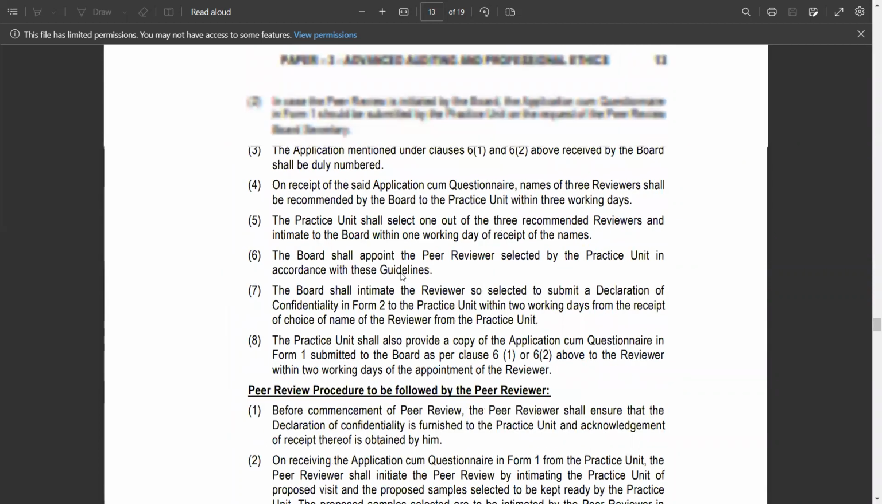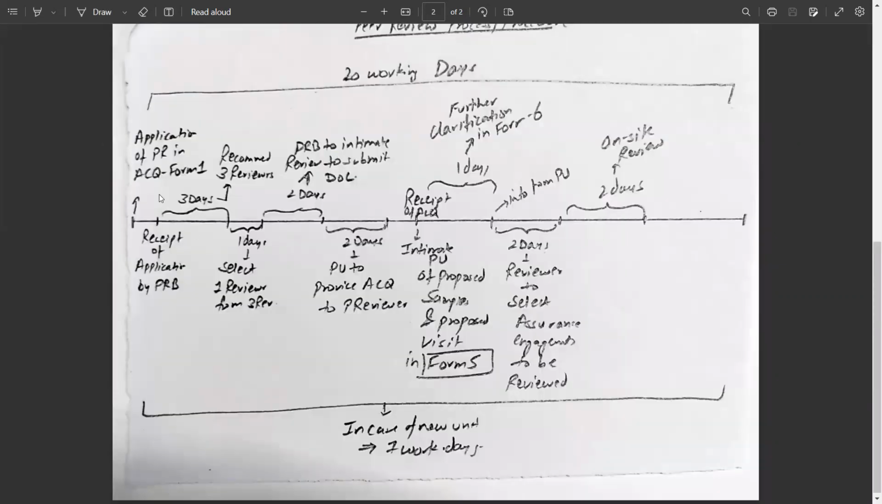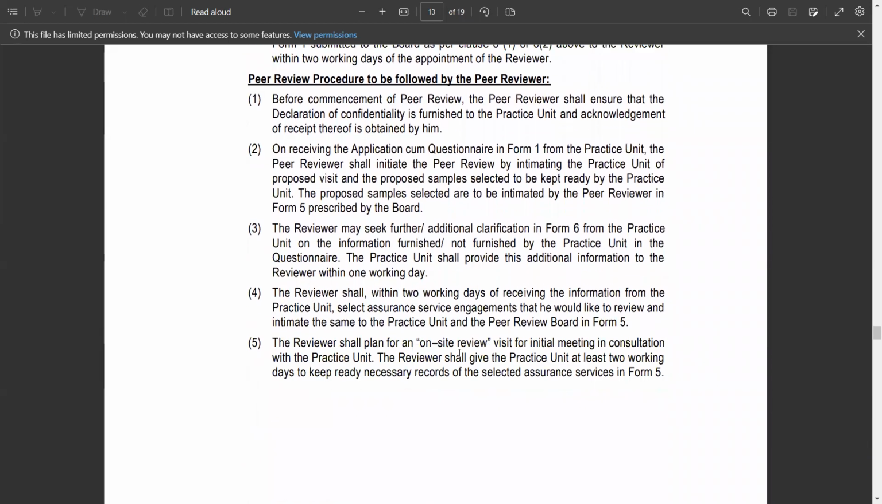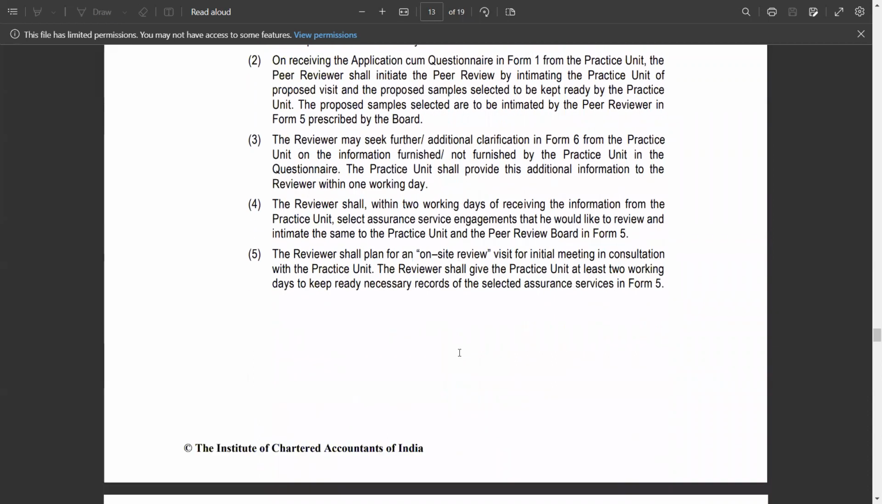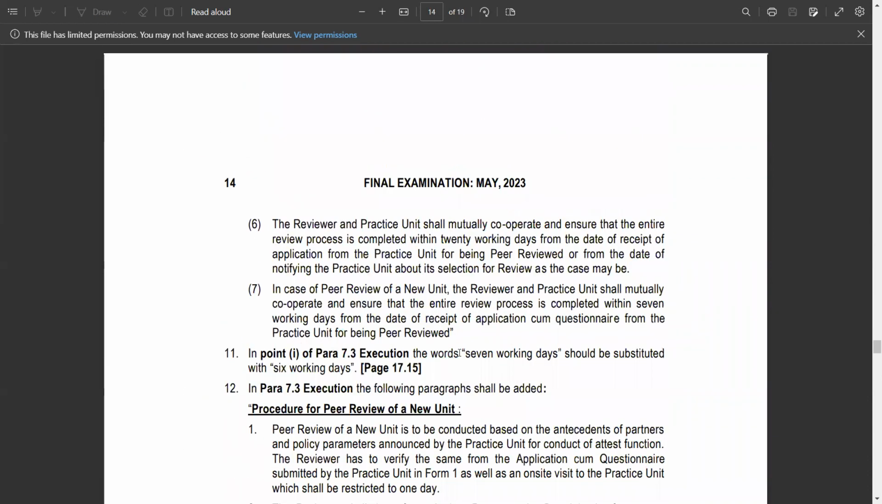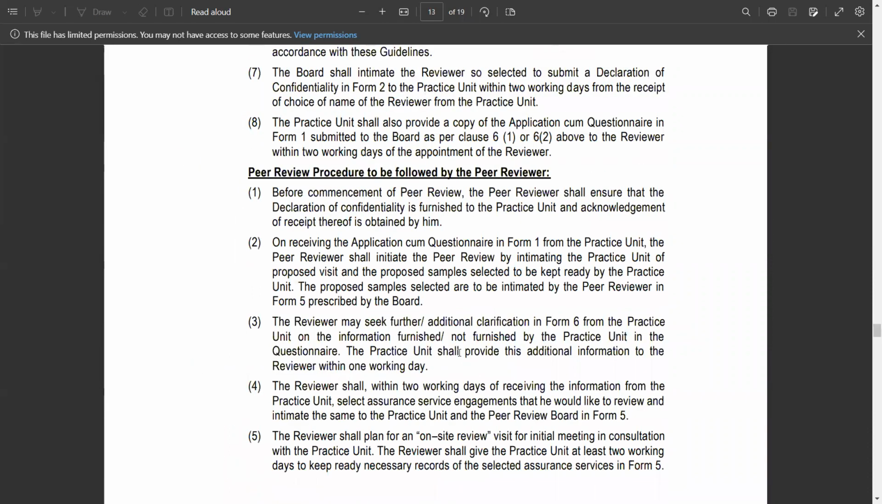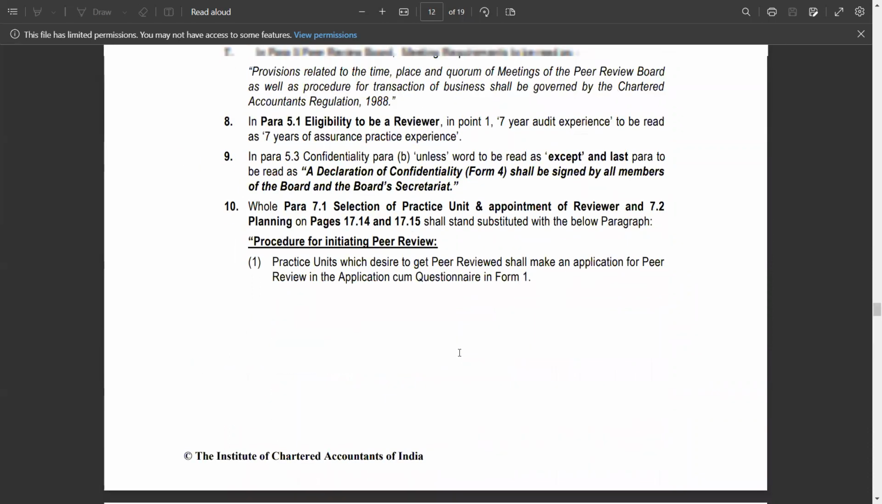On the other hand, you can separate the peer review procedure to be followed by the practicing unit and the peer review board in the first part, and by the peer reviewer in the second part. You can give it a full read if you want, so that you have the text language which you can cover. So let me go through all of these points so that there's a revision of it.